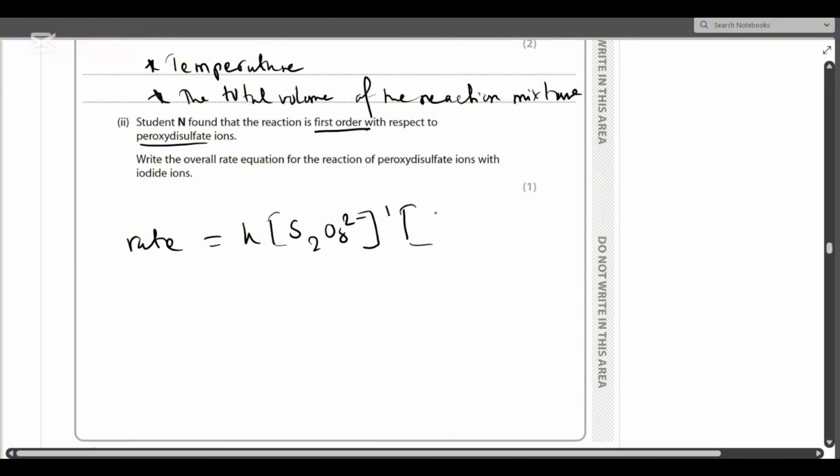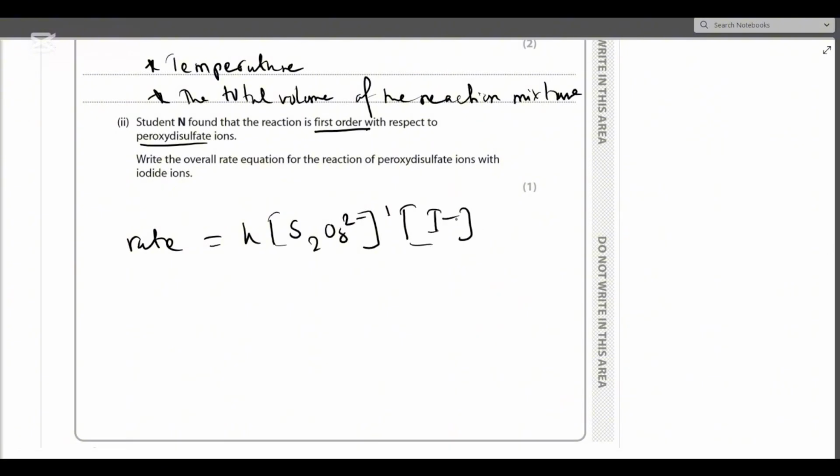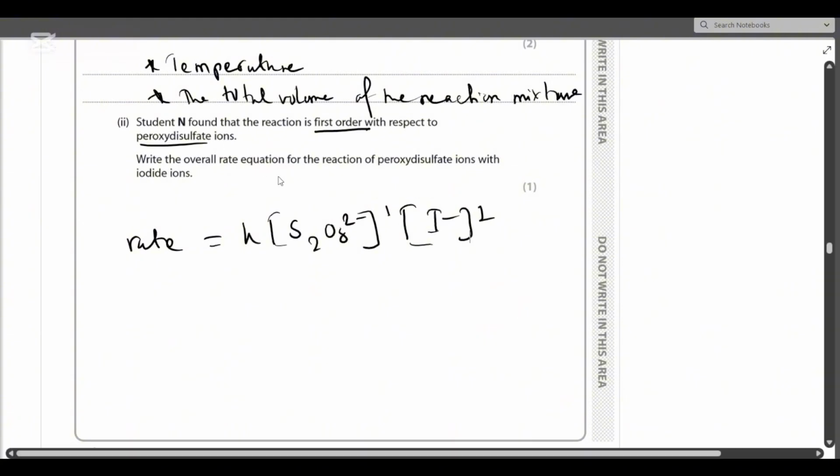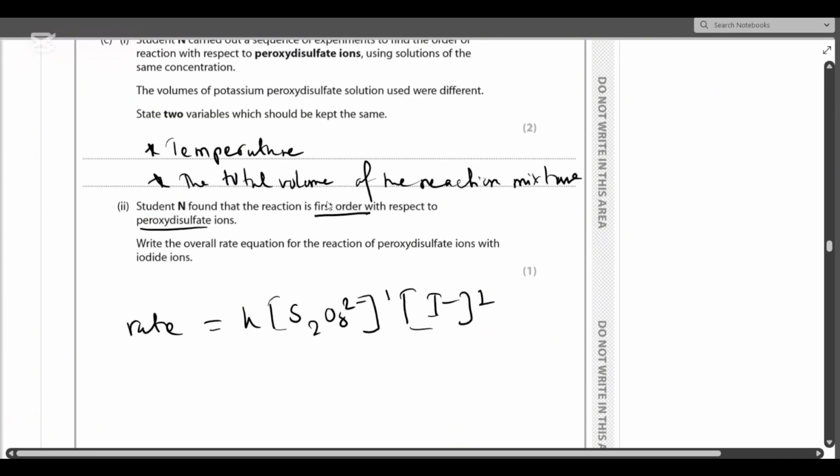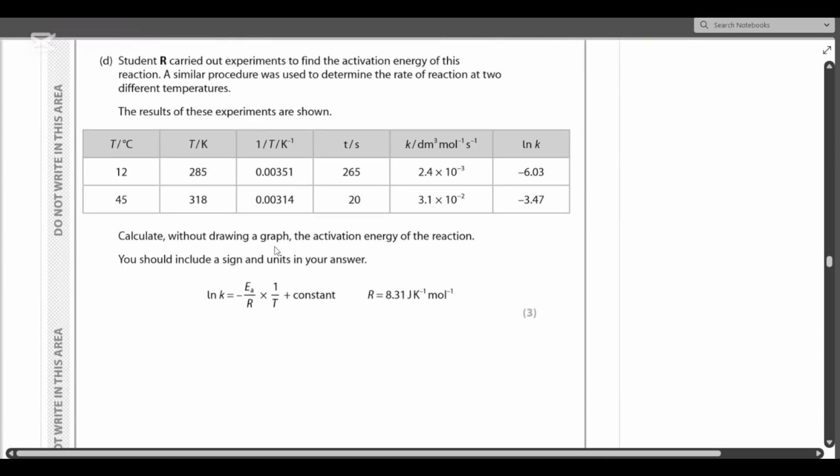And also we found that iodide ions is first order with respect to this reaction, so that is also 1. So overall, when we add these two exponents, we get that the overall order for this reaction is 2. It is second order. So this is the overall rate equation for the reaction with peroxydisulfate ions and iodide ions.